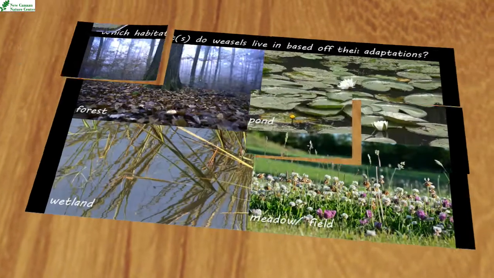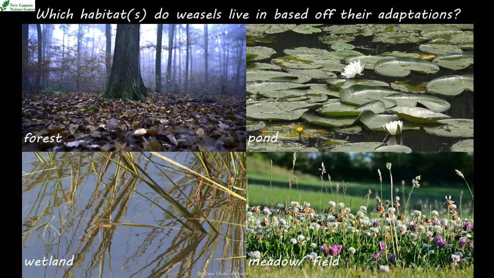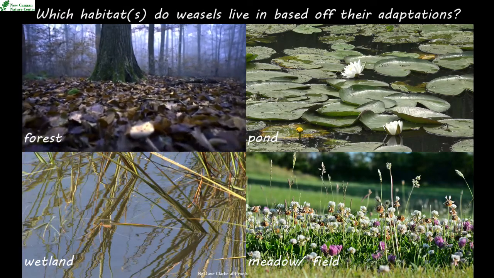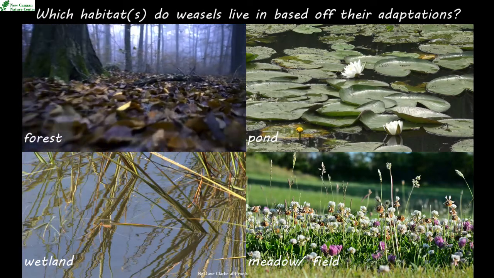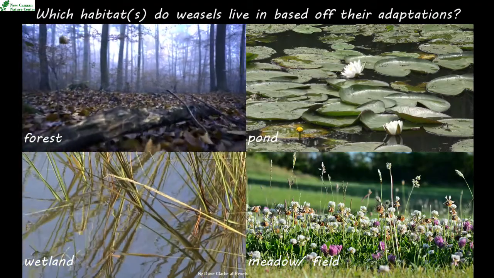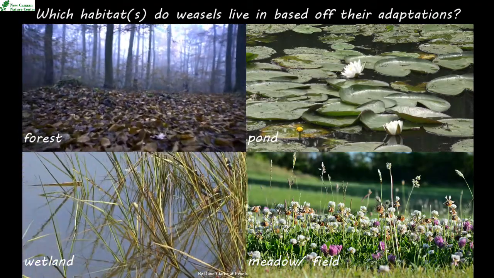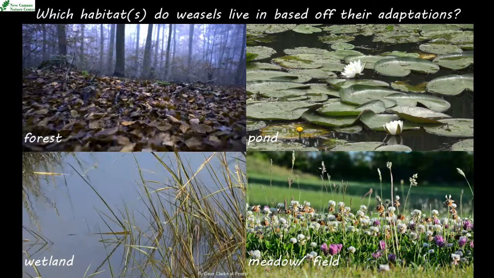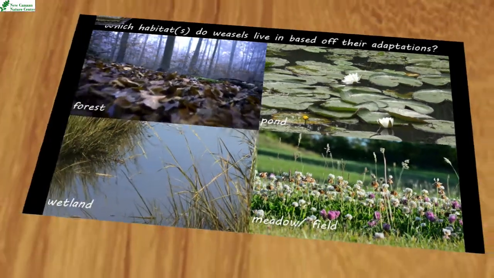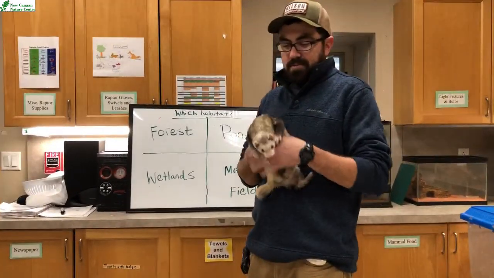So let's see. Which habitat would he live in? We just talked about his face. He has very sharp teeth. There are animals living in the forest that he can eat. There are animals living in the pond that he can eat. There are animals in the wetlands that he can eat. There are also animals living in the meadow that he can eat. So that doesn't really help us too much, right? But we'll keep moving down.